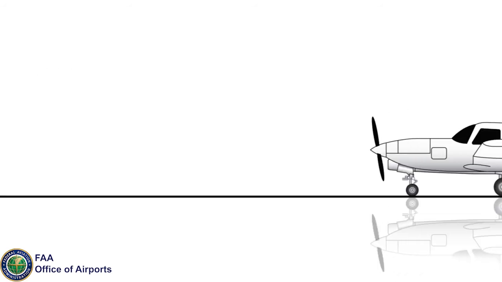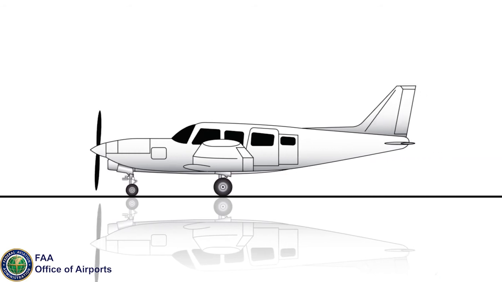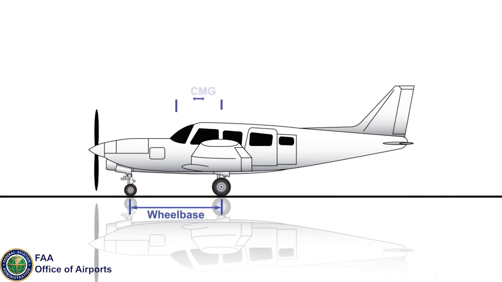For aircraft where the nose gear is forward of the cockpit, use the wheelbase dimension instead of the CMG to determine the aircraft's TDG. This is because the CMG can be less than the wheelbase as shown by the single-engine aircraft.